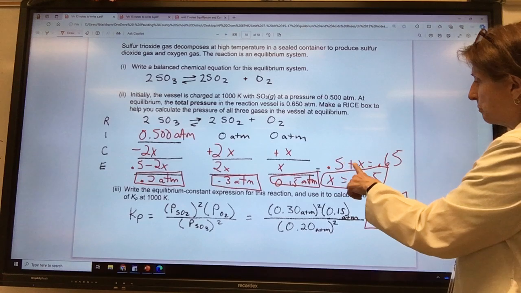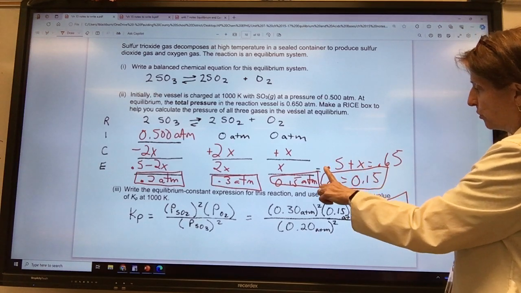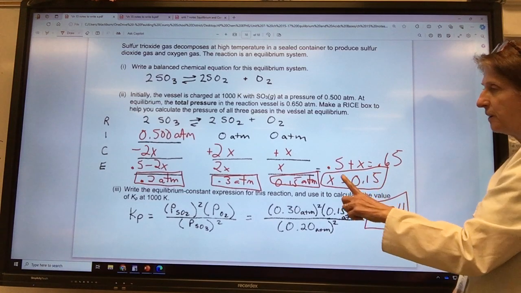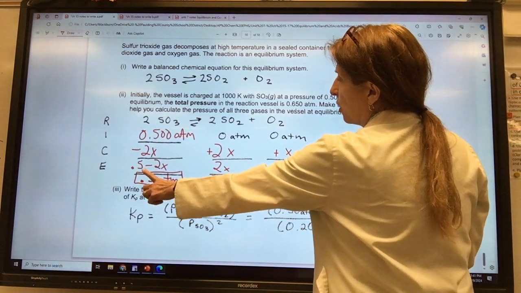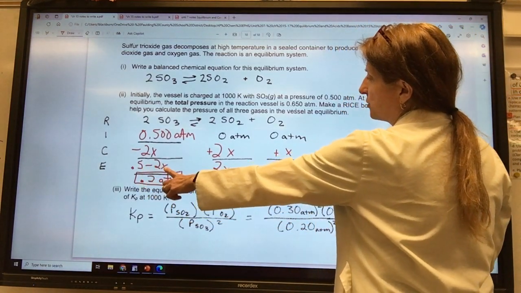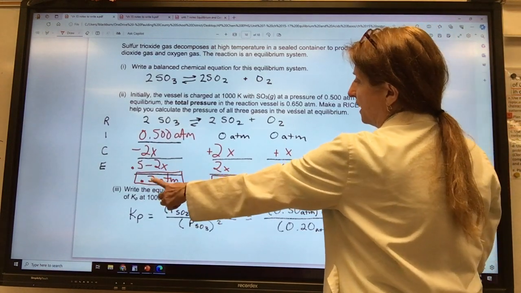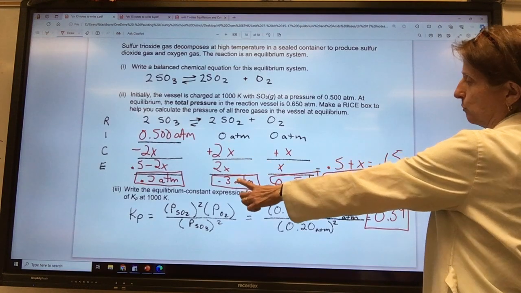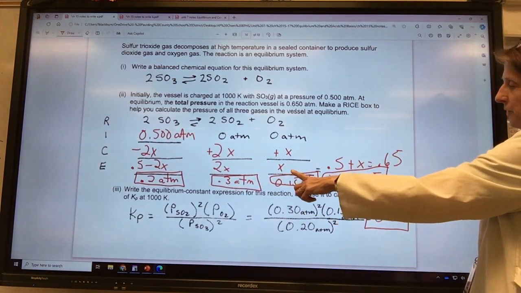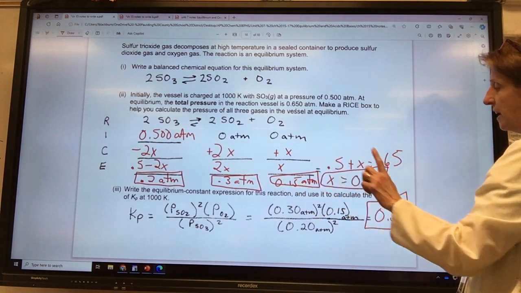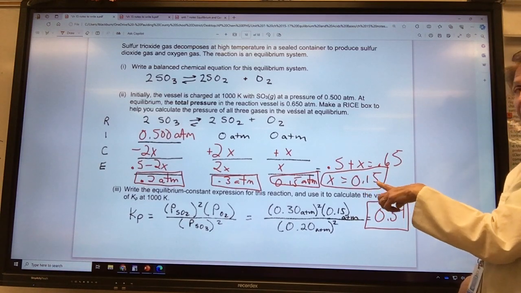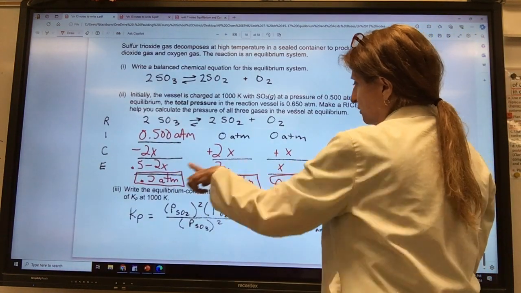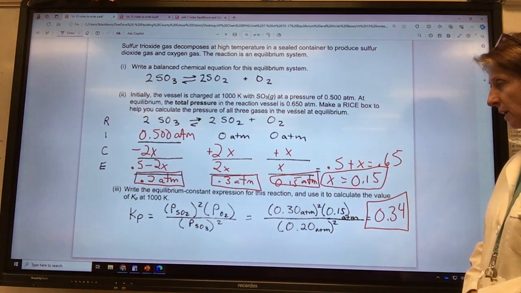So, to get x by itself, we subtract 0.5 from both sides, and x equals 0.15. So we go back over here, and we do 0.5 minus 2 times 0.15 equals 0.2. 2 times 0.15 equals 0.3. And 0.15 just filled in as 0.15. So I like to box the x when I get it, and then I like to box the answers when I get them.